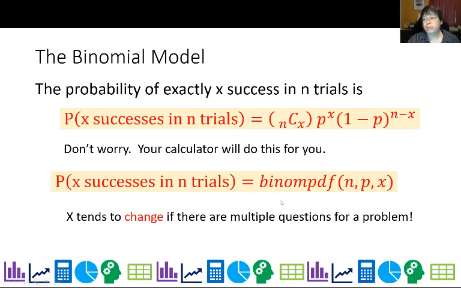Now, when we're doing most problems, N and P tend to stay the same. P is the proportion of successes. You can think of it as probability, but considering we're already calculating another probability, it's a little confusing. So think of P as the proportion. Now, as you go through questions, the X tends to change. So I might say, oh, what's the probability of 2 successes? That's your X. What's the probability of 5 successes? That's your X. But your N and your P are the same.